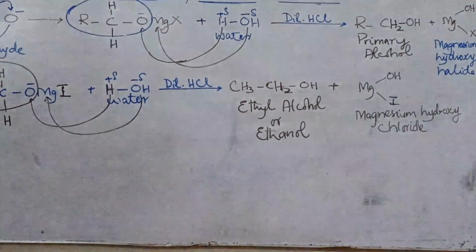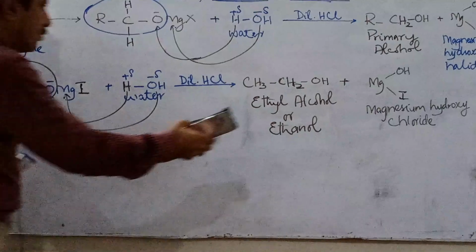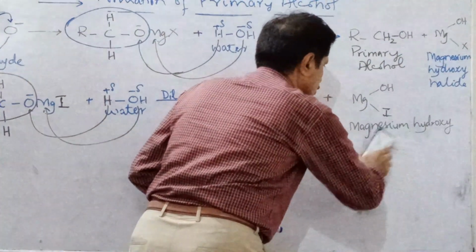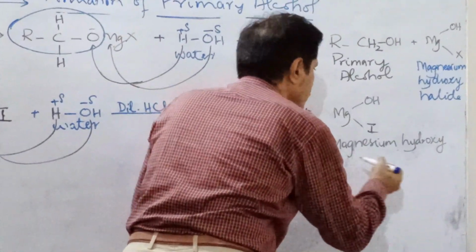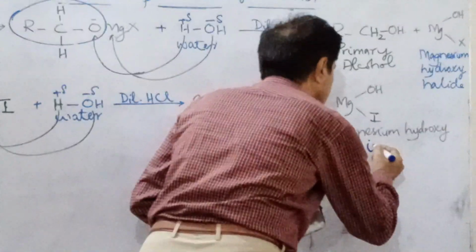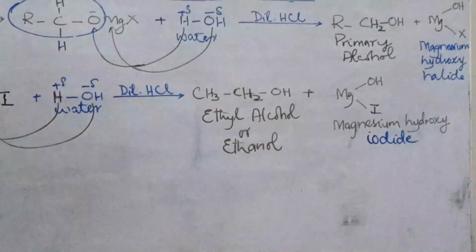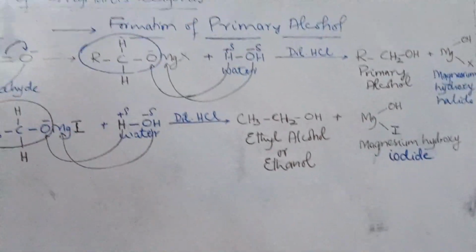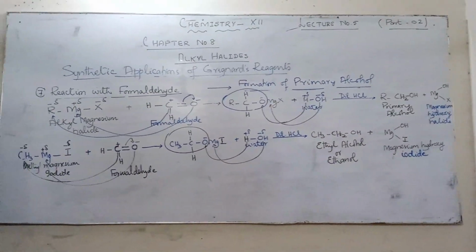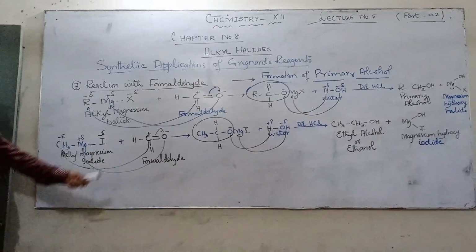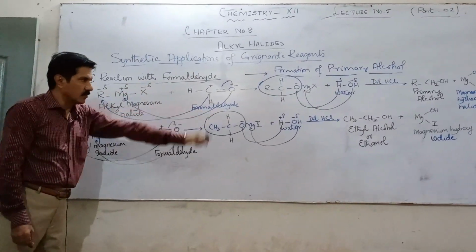Methyl magnesium iodide we have taken there, so the product obtained will be magnesium hydroxy iodide rather. This is the 7th reaction of Grignard's reagent, in which we got primary alcohol, ethyl alcohol, as the main product.